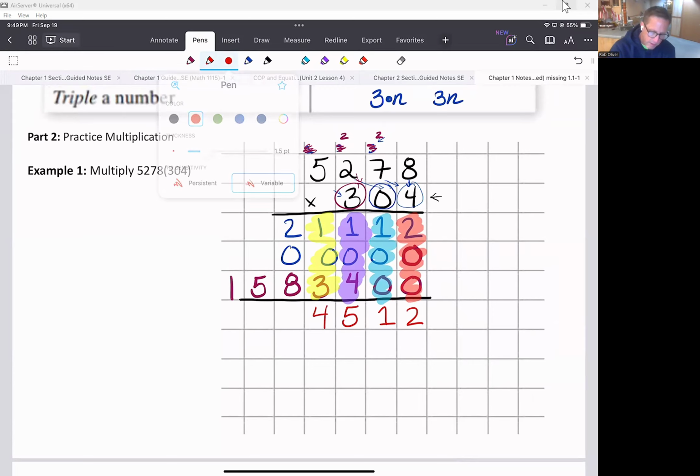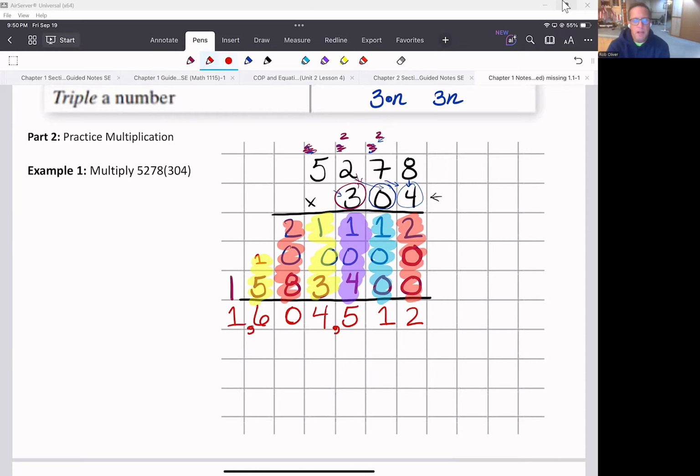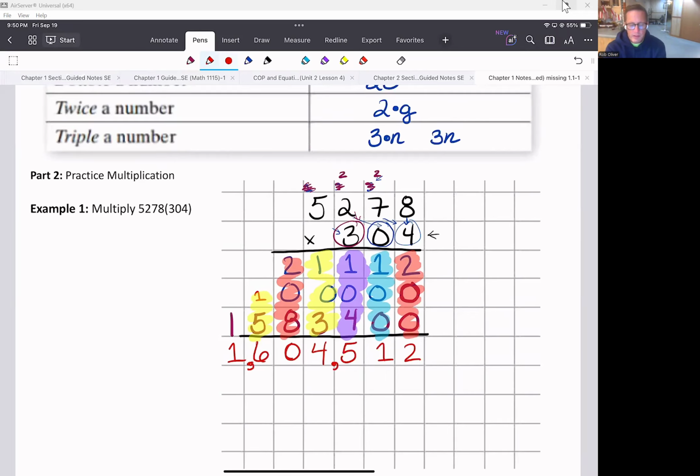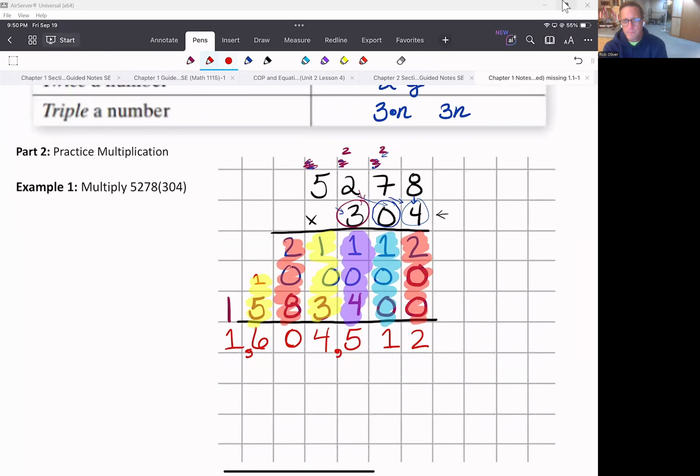And 2 plus 8 makes 10. So I'm going to put a 0 there, and carry the 1 over. All right, 1 plus 5 makes 6. Nothing carries, and then there you go. So there is your product. 1 million, put a comma every third digit. 1,604,512. All right.